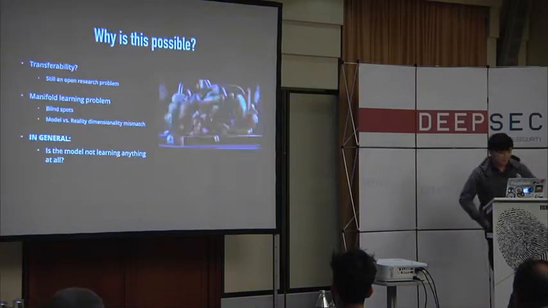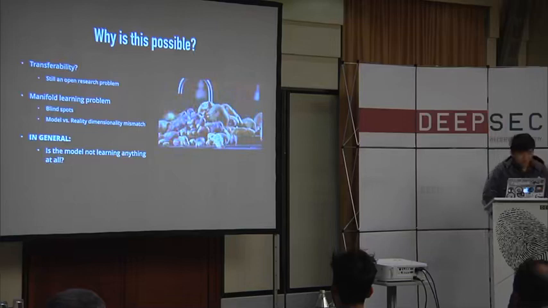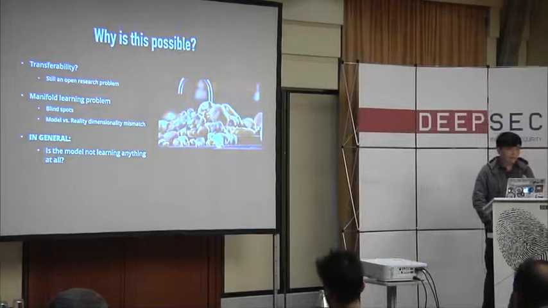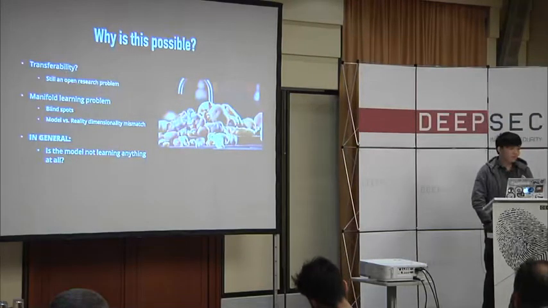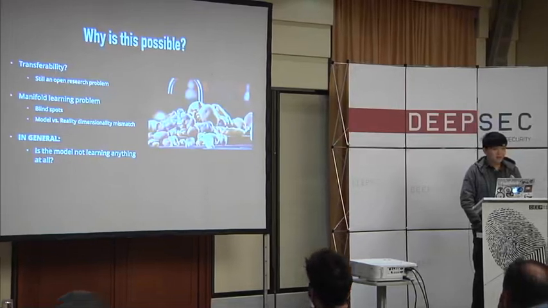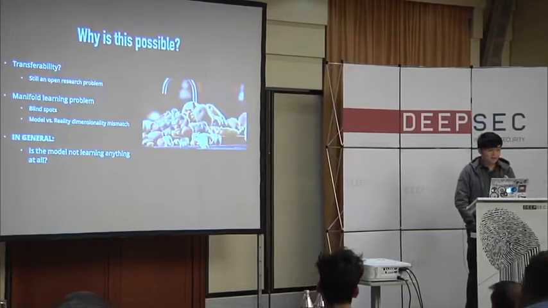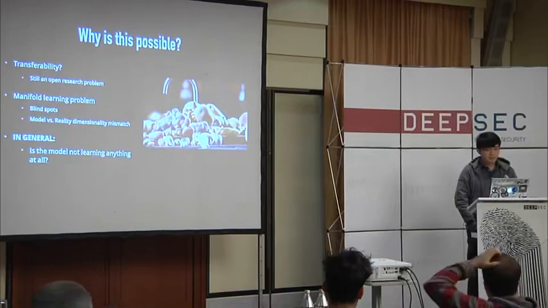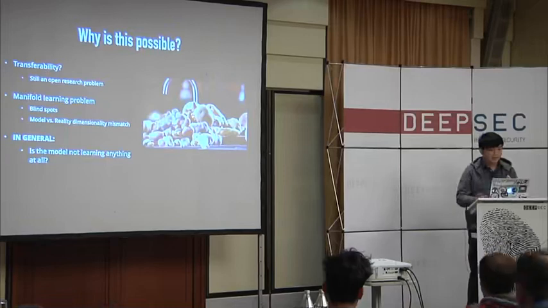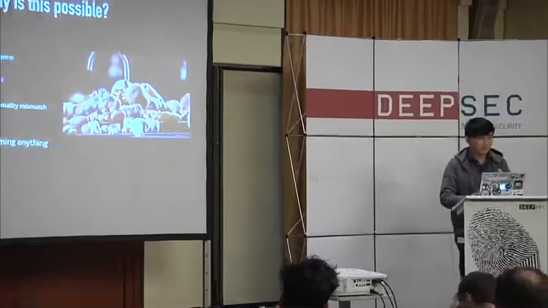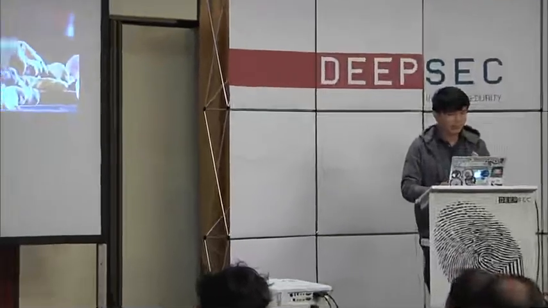So why is this possible? A lot of this is still open research. Why we can trick machine learning classifiers with such ease and with relatively low complexity is still an open research problem. A lot of what has been speculated so far is related to the manifold learning problem. People have been speculating that the classification done within deep neural nets is too linear in the decision boundary.